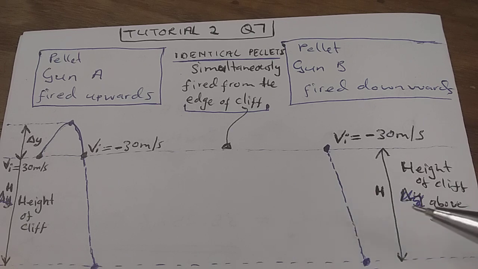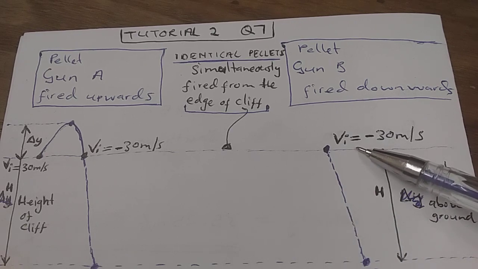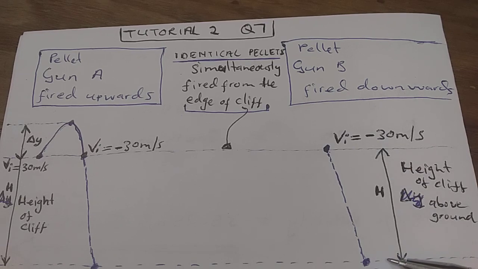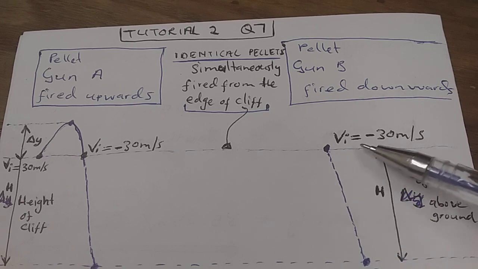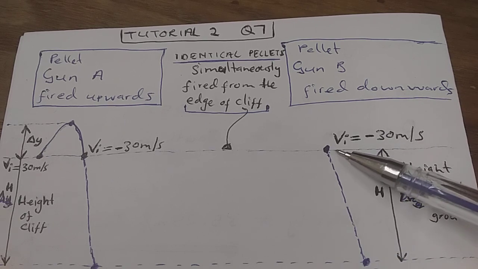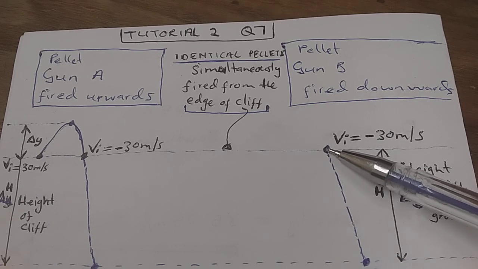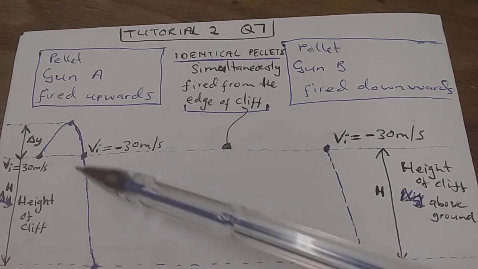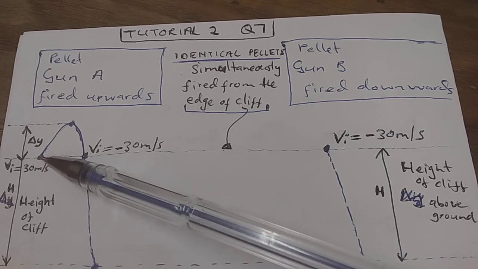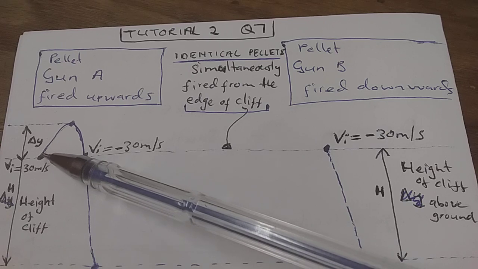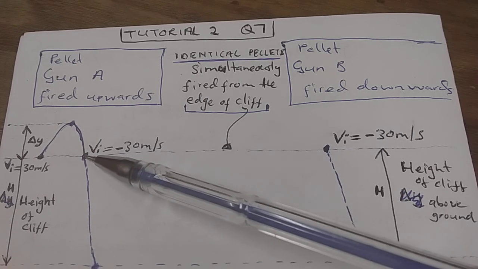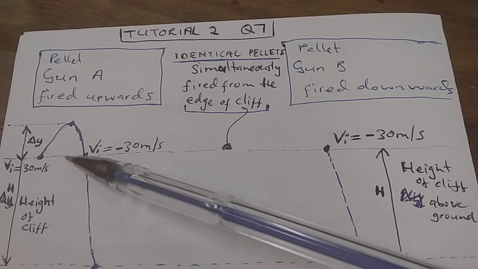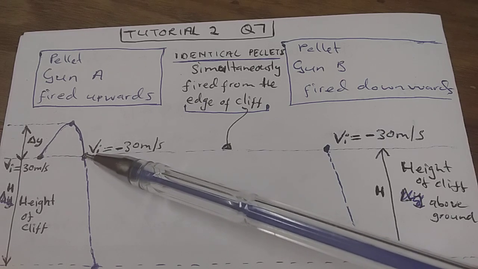Okay, so this is the height from the cliff to the ground. The cliff is the position where the pellet gun was fired from. And here it also represents the position on the cliff from where pellet gun A was fired, until it returned back to the original level from where it was fired.